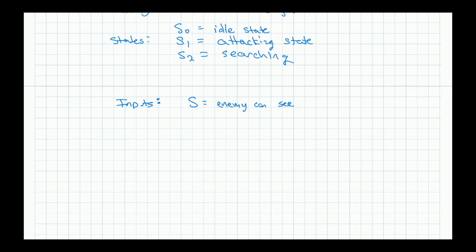How would you know that? Maybe line of sight or something, there's no objects between you and them. So enemy can see the player, right? Probably need that. That's going to control a lot of it. But also, in order to go from searching back to idle, you might need T, where T is going to be the time since the last time the enemy saw you, for example.